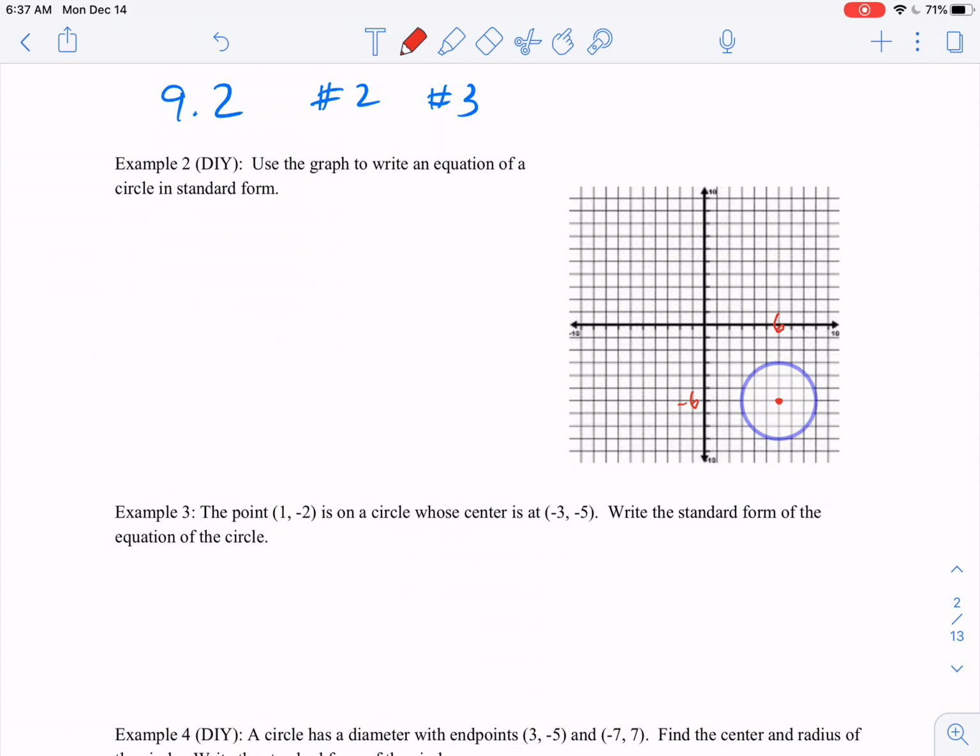This is 9.2, number 2 and number 3. My original video, I must have paused it and forgot to record it, whatever. So here's 2 and 3.